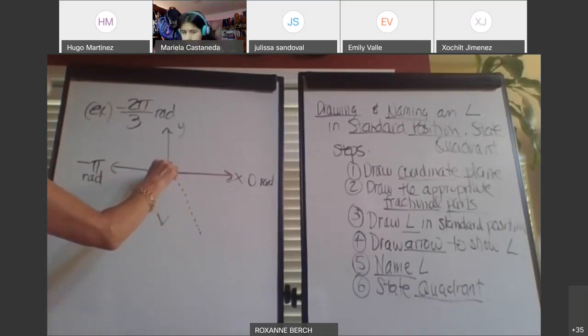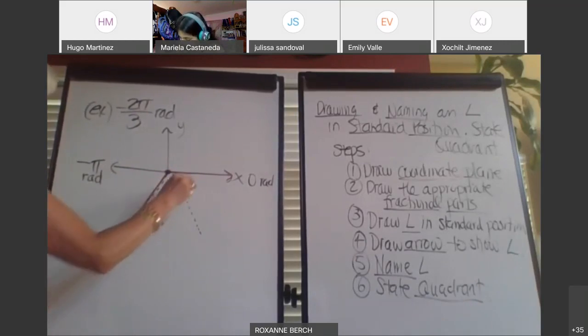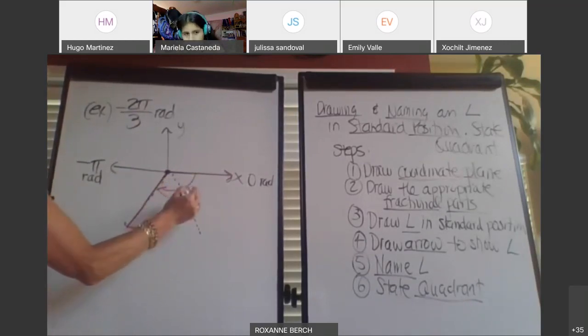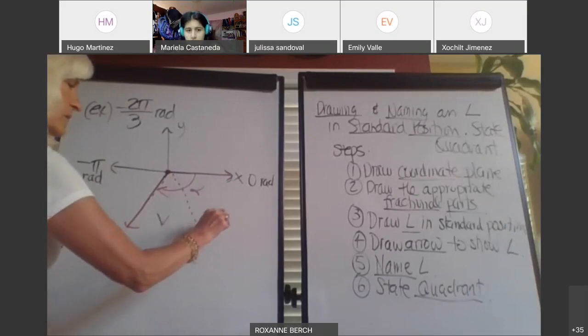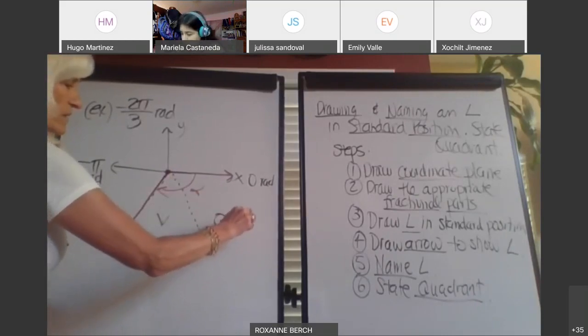So here we go. Show it, name your angle. So there's negative 2 pi over 3 radians. And what quadrant are we in? We would be in quadrant 3 again.